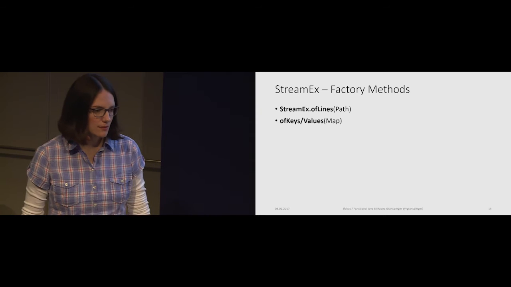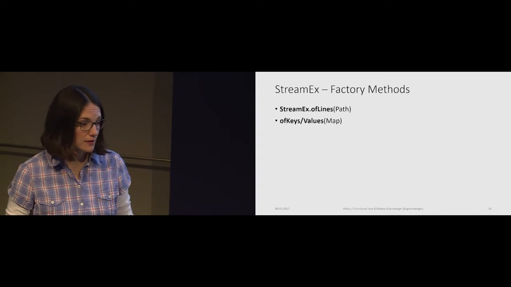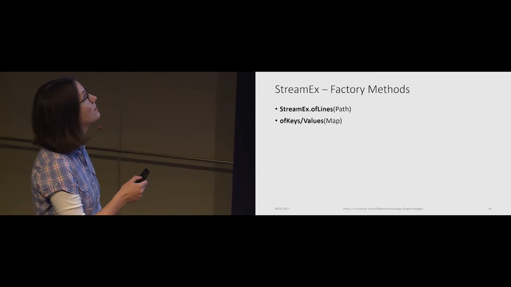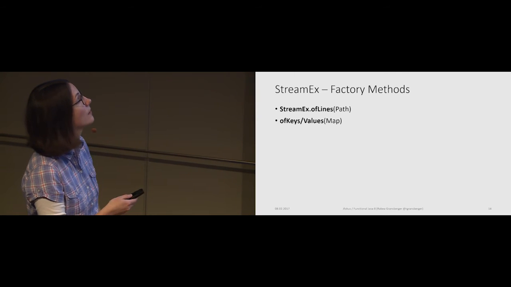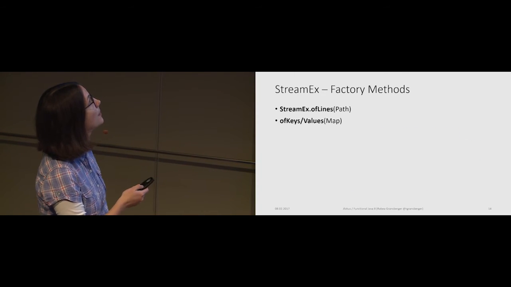So what else can you do for constructing the StreamX? It has a lot of different factory methods. For example, ofLines to construct a stream from a file. This is one thing I'm also missing from Java 8. ofKeys or ofValues if you want to pass in a map.